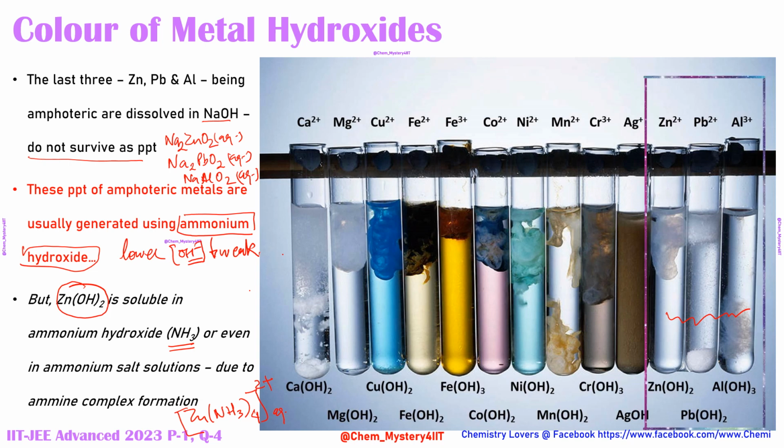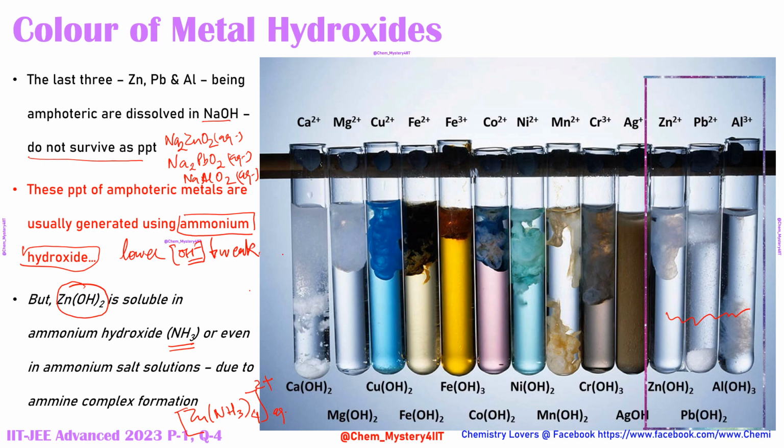And actually, not just ammonium hydroxide or ammonia, zinc hydroxide is also known to be soluble in a number of different ammonium salts like ammonium chloride. If you put in ammonium chloride, that can generate enough ammonium ions in the solution which can convert into ammonia, and then it can form the complex and get solvated. It can be dissolved in the aqueous medium.